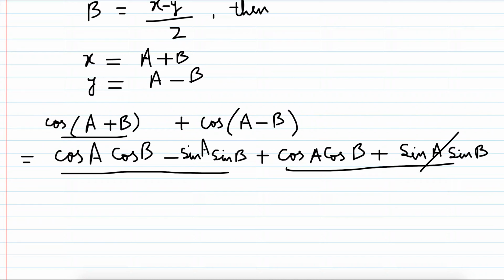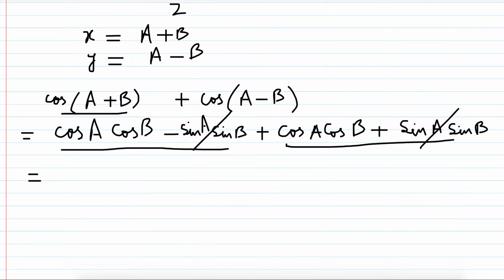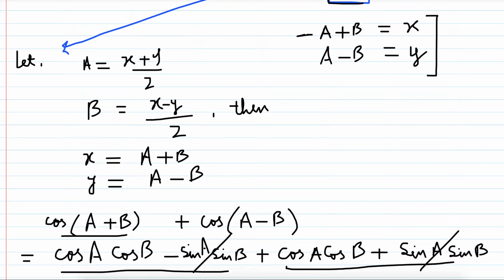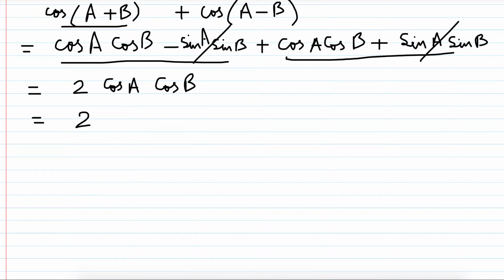So here sin a sin b and minus sin a sin b get cancelled, and we are left with cos a cos b plus cos a cos b. So 2 cos a cos b. And what is A? A is x plus y by 2 and B is x minus y by 2. So this is equal to 2 cos x plus y by 2 cos x minus y by 2.